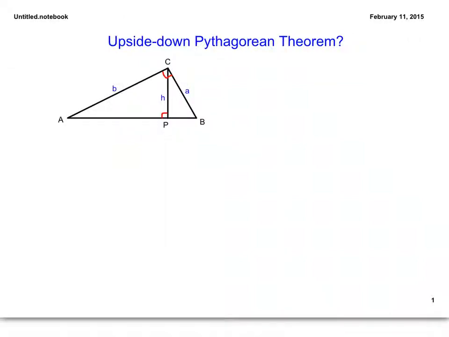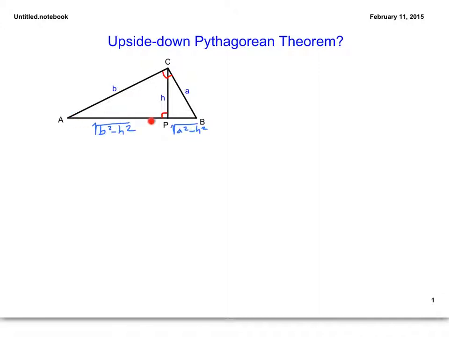Hello there. In this video we're going to go over the remarkable relationship between the two legs of a right triangle and the altitude of that triangle. So, I know that it's a right triangle. I can actually figure out some of the other lengths in here, AP and PB.